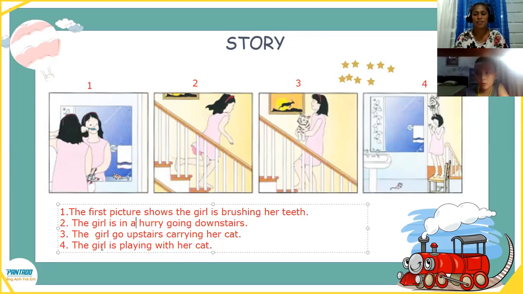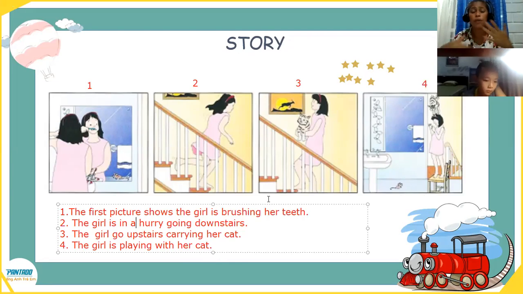Number four. The girl playing with her cat. The girl is playing. Don't forget the verb is. The girl is playing with her cat. Again. The girl is playing with her cat. Okay, very good. So this is the story all about the girl.